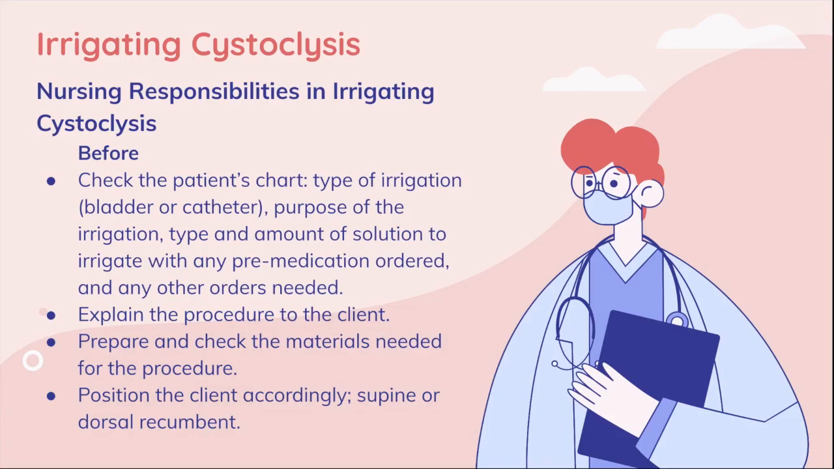For irrigating cystoclysis, here are the nursing responsibilities. Before: check the patient's chart for the type of irrigation, whether it may be bladder or catheter, the purpose of the irrigation, the type and amount of solution to irrigate with, any pre-medication ordered, and any other orders needed. Explain the procedure to the client, prepare and check the materials needed for the procedure, and position the client accordingly, supine or dorsal recumbent.